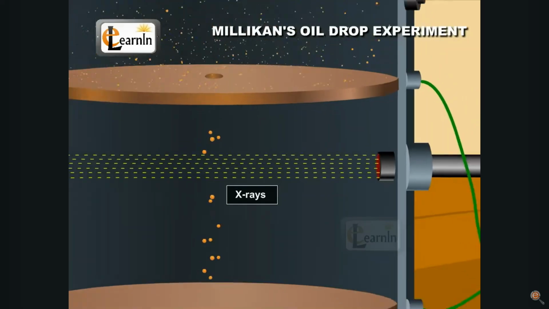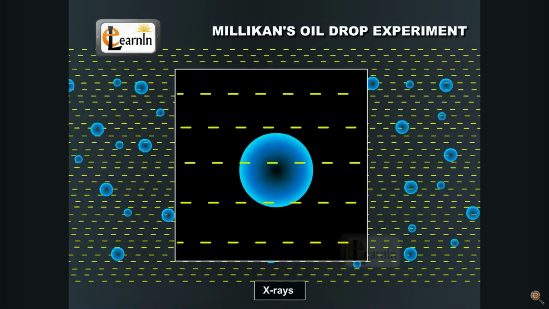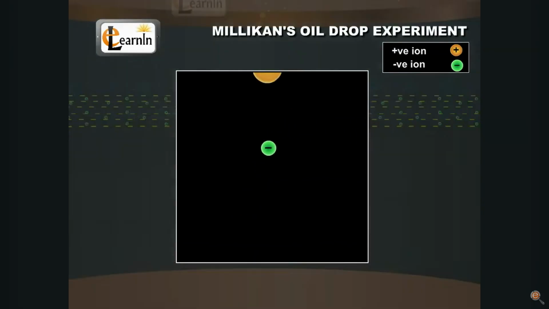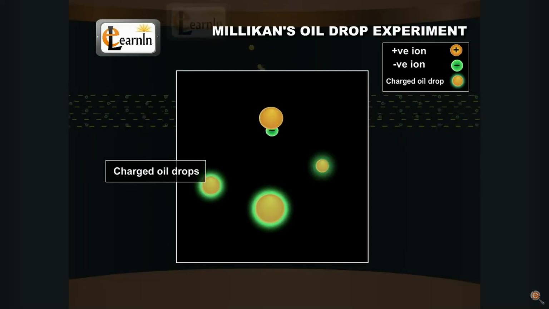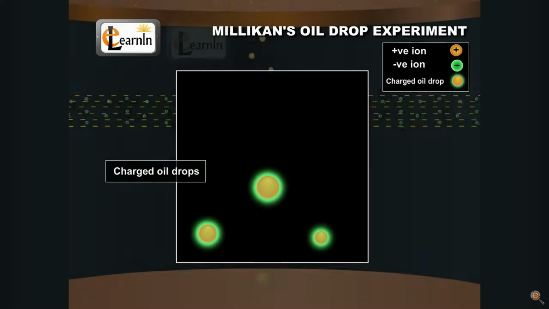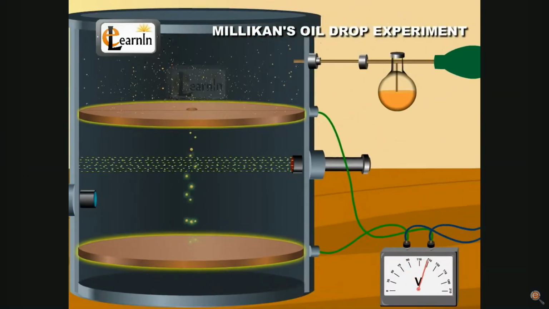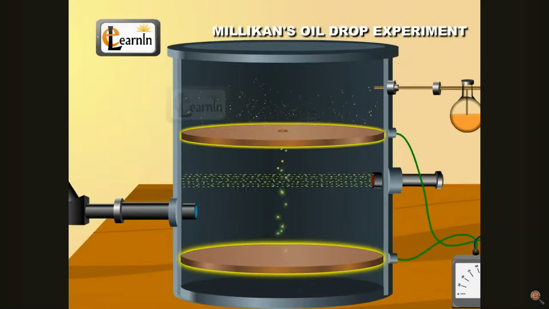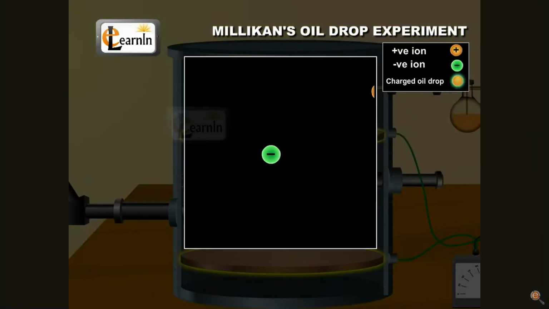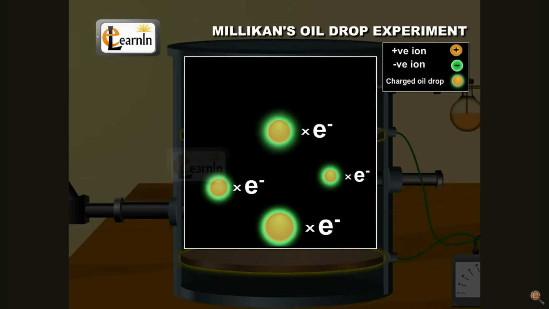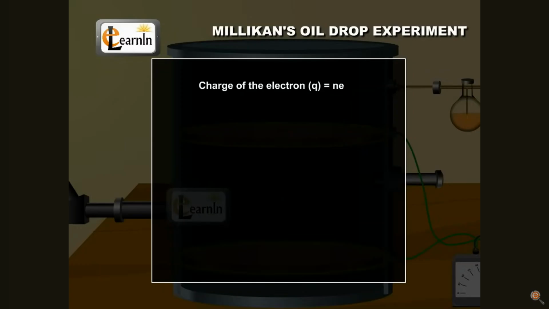X-rays were passed through the chamber to ionize the air inside. On colliding with gaseous ions, these oil droplets acquire charge. The rate at which these droplets fall can be controlled by changing the strength of applied voltage to the plate. With this experiment, he observed that the magnitude of electrical charge q on the droplets is always a multiple of electrical charge e. That is, q equals ne, where n equals 1, 2, 3, and so on.